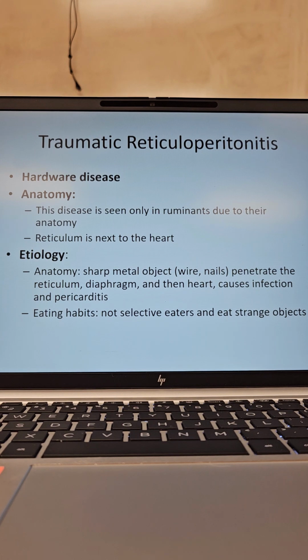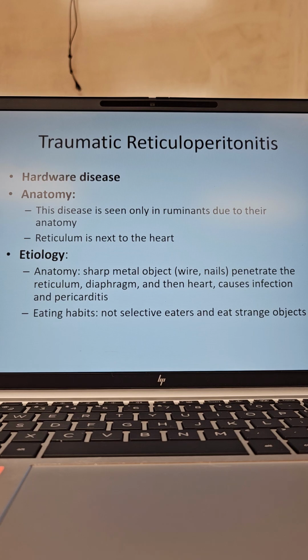Traumatic reticuloperitonitis. This is also known as hardware disease. Anatomy: this disease is seen only in ruminants due to their anatomy. The reticulum is next to the heart. Reticulum is part of their stomach. So what happens is they go out, they're grazing, they're eating stuff out in the field, they swallow some screws, they swallow some nails, some wires, something along those lines. This sharp metal object gets into the stomach, into the rumen part of the stomach, and there it penetrates the reticulum, through the diaphragm, and then the heart.